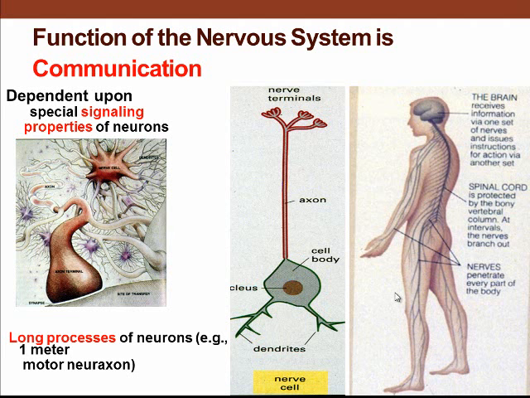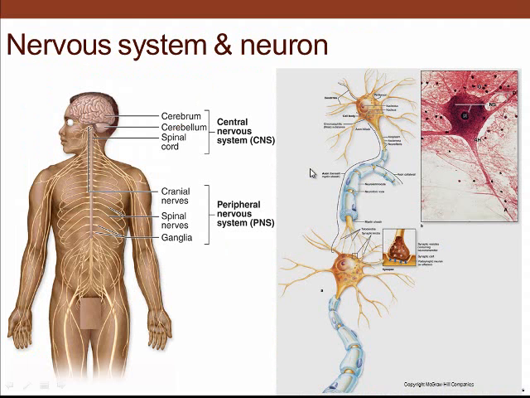Now, the function of the nervous system is communication, and this is brought about because of special signaling properties of neurons. They're irritable, they're responsive, they transmit, and have long processes. Some of these are a meter long. Look how long they are, from the spinal cord all the way down to the tip of your toe. And here we have the cell body, and this is where we will have Nissl substance, dendrites to receive input, and an axon to transmit to the terminal end where they may innervate muscle or some other tissue.